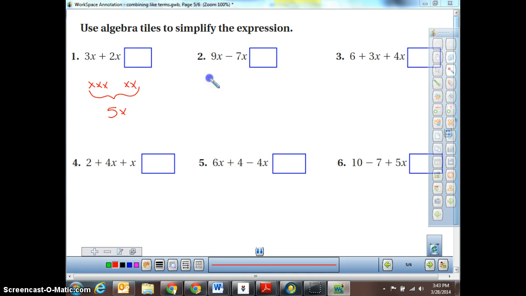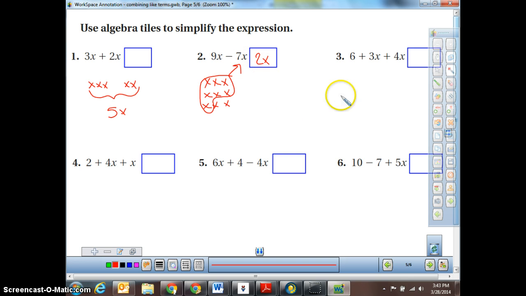Here, when I have 9x, I have 1, 2, 3, 4, 5, 6, 7, 8, 9x. And I need to take away 7 of them. That means I'm going to take 7 of them and get rid of it. I'm left with 2 x's.